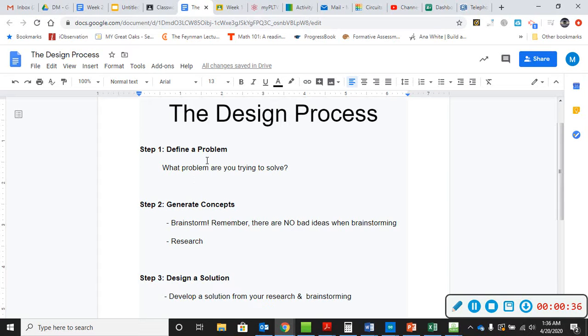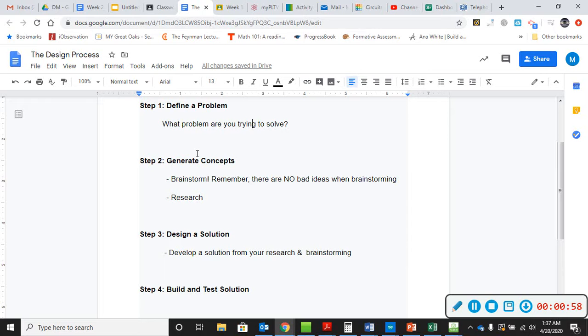The first step in the design process is actually called defining a problem. We need to know the actual problem we're trying to solve. Before we can come up with a solution, we need to know what the problem is. So defining a problem is really just figuring out what problem you're trying to solve. It's good to be as specific as possible with that first step.